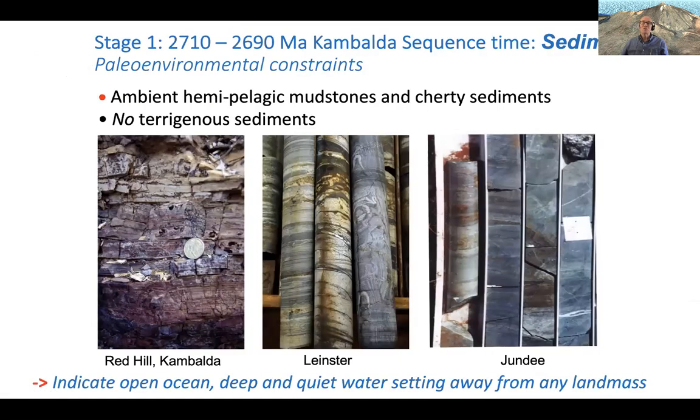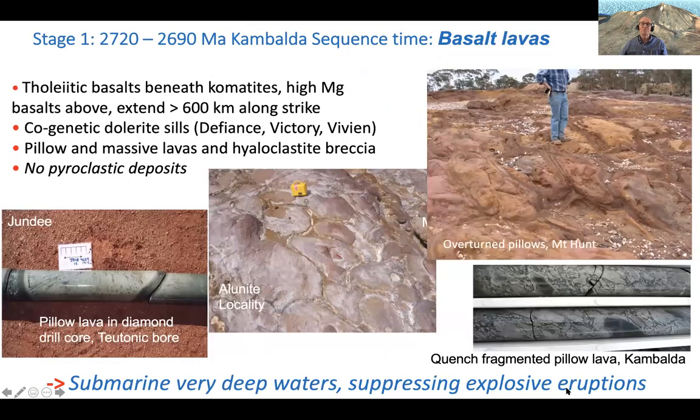To trace the geological evolution of the Kalgoorlie Terrane, we're going to look at the principal lithofacies which are preserved in these three major stratigraphic associations, beginning with the Kambalda sequence, in which the ambient sediments are hemipelagic black to grey mudstones and cherty sediments, which clearly indicate an open ocean, deep and quiet water setting well away from any significant landmass. The basalts beneath the komatiites are tholeiitic, and those above are high-magnesium basalts, and the basalt belt extends for greater than 600 kilometres along strike.